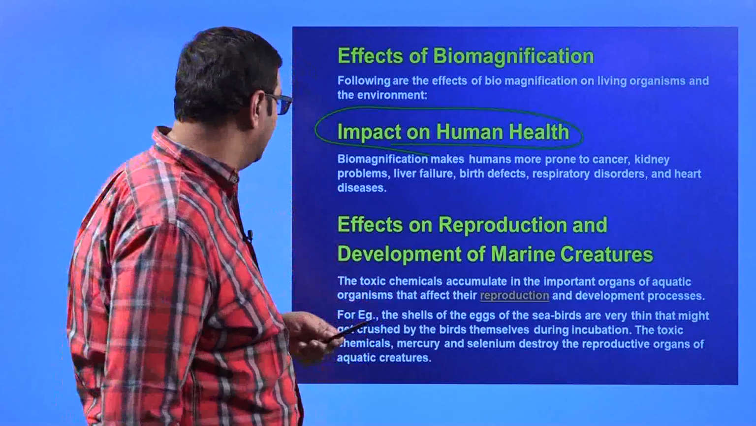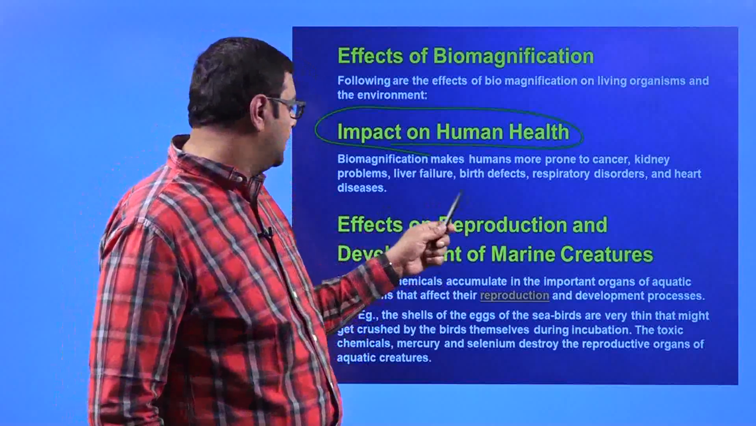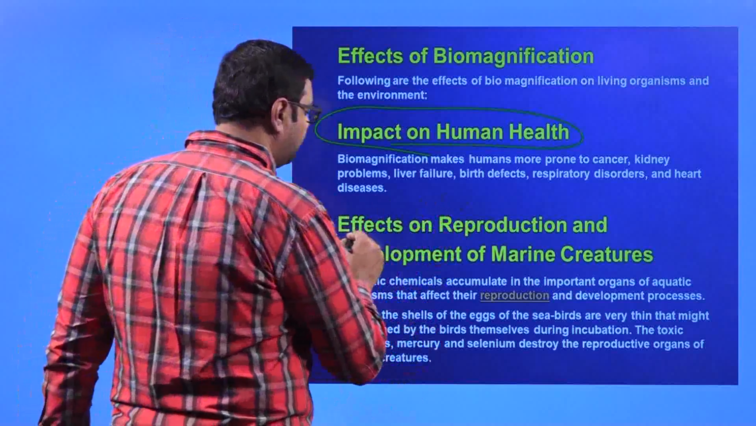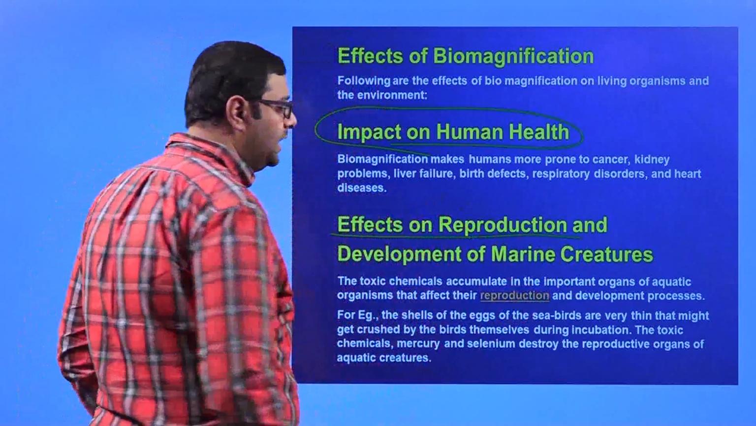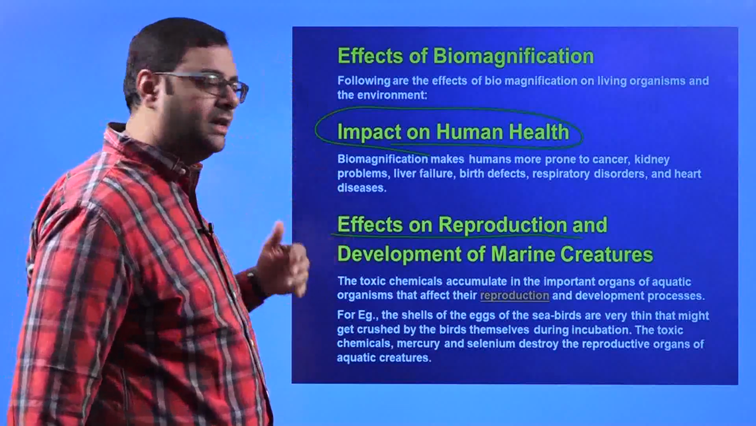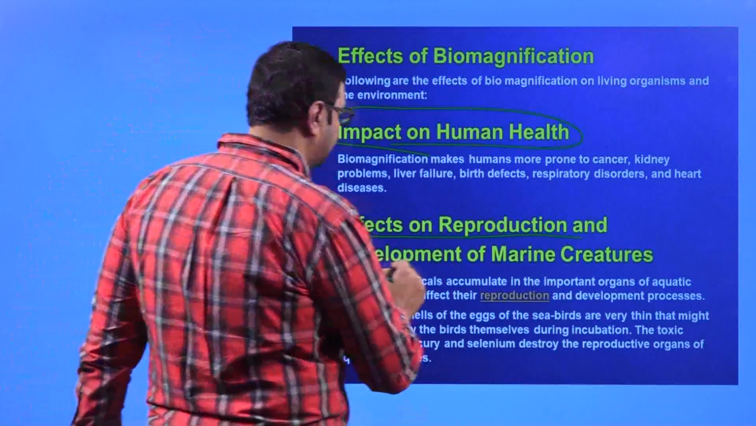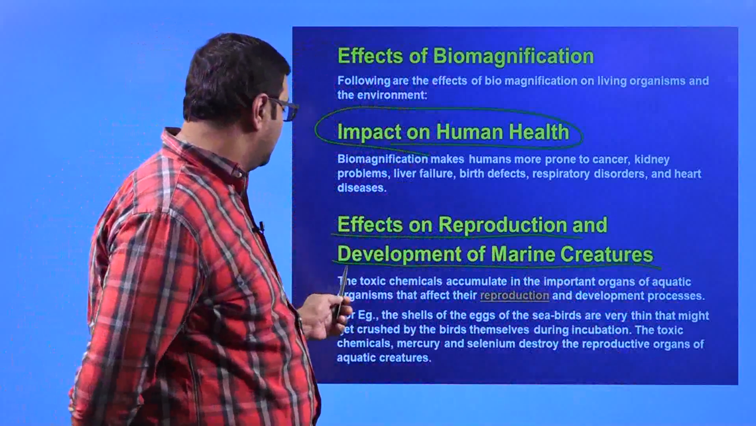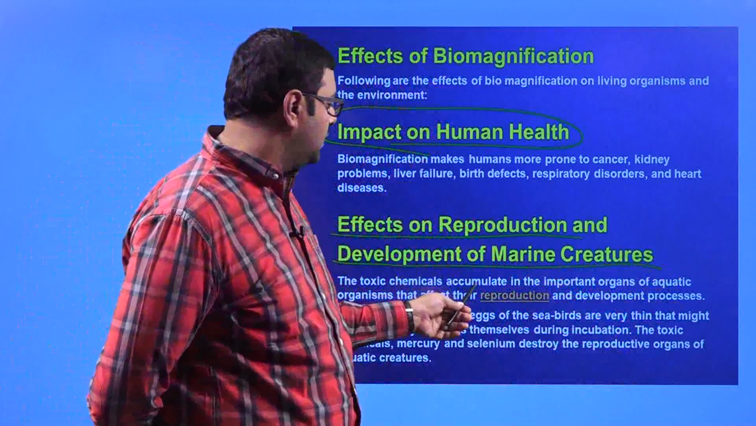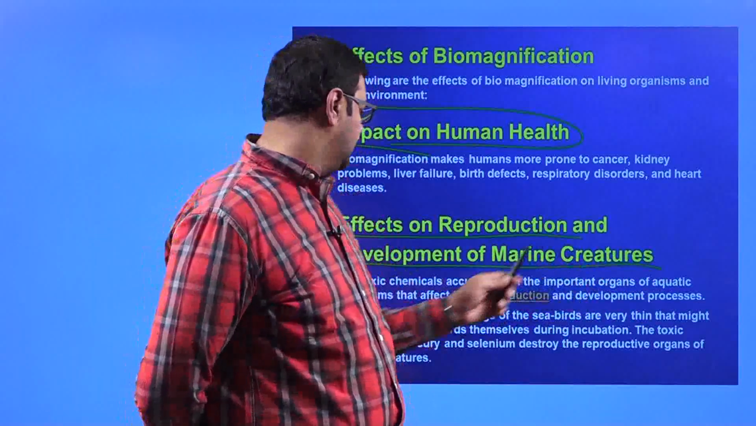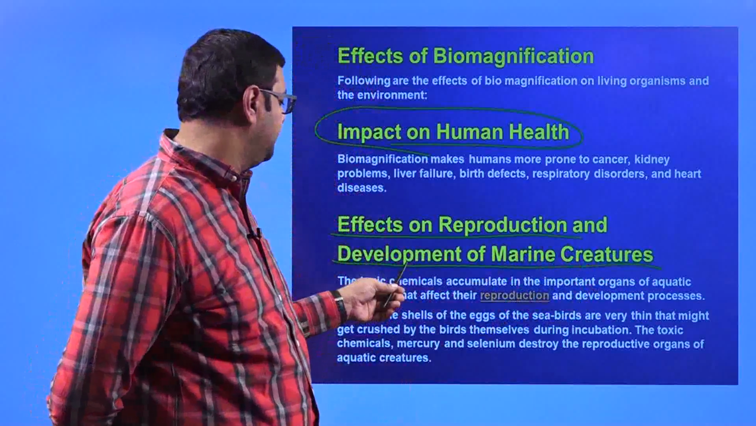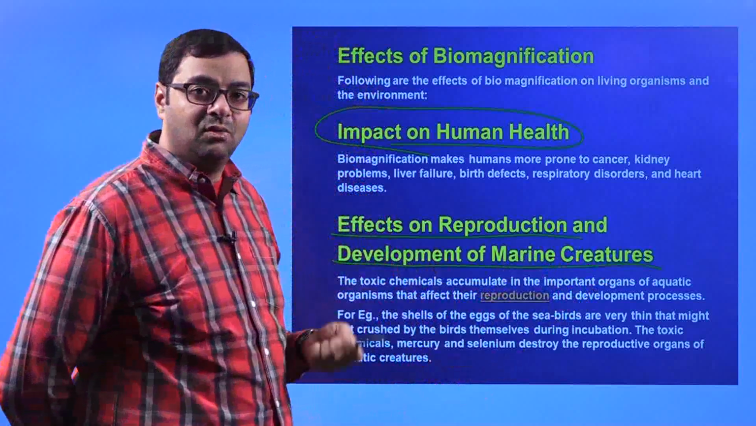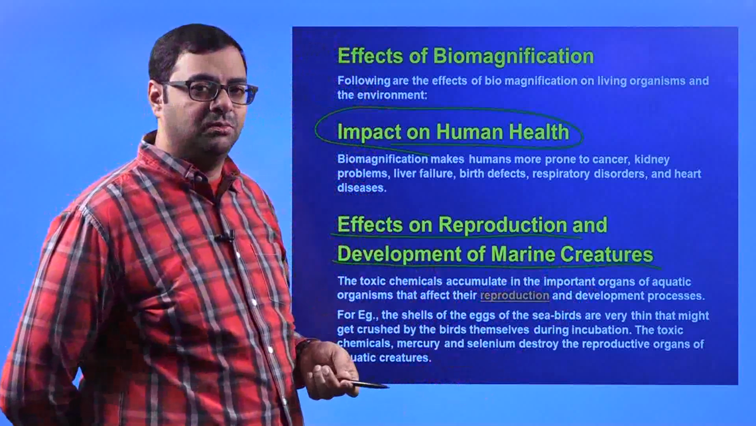Okay, moving on. Now, effects on reproduction and development of marine creatures. I told you there is also an effect on reproduction, and when reproduction is affected, then the development of marine creatures is also affected. Let's see how. The toxic chemicals accumulate in the important organs of the aquatic organisms and affect their reproduction and development process. The same occurs with humans also.